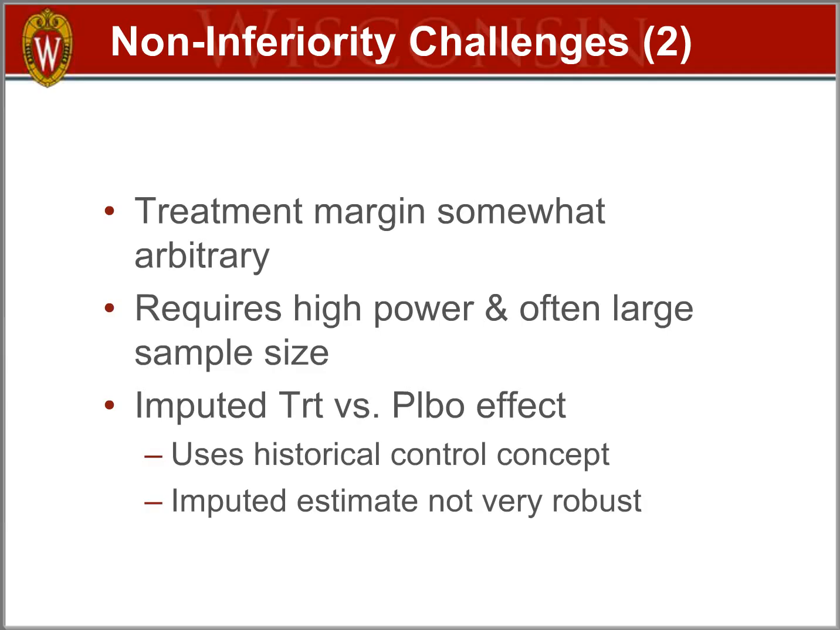And finally, we try to impute the treatment effect versus placebo by using historical control data. The problem is that the historical control data, as we've already said, may not be so relevant. Things have changed. There's not a constancy. And therefore, the imputed estimate of the treatment versus placebo is not a very robust estimate.